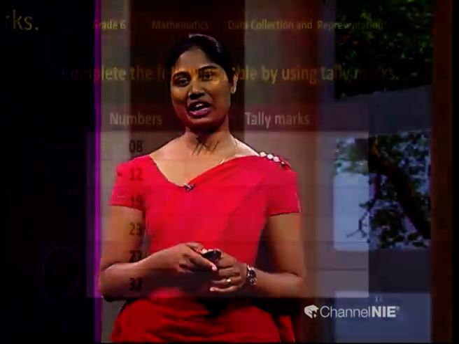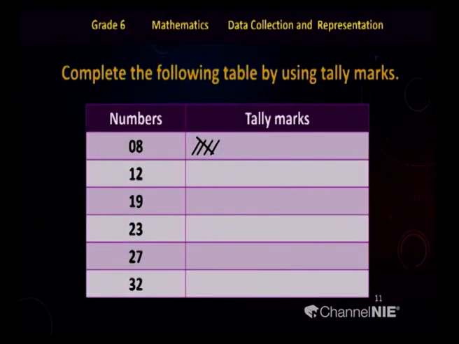Then we will see a small activity. I hope you all liked this activity. Copy the table and do this activity with me. Complete the following table by using tally marks. Here you can see the first one, 8. How to draw 8 using these tally marks? 5 plus another 3 tallies. Then 12. How to represent 12?